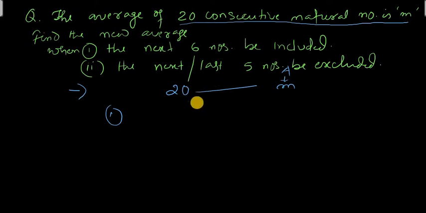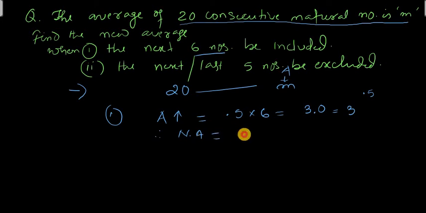Next, 6 numbers: also include, hitting the average increase. So consecutive natural numbers. The next number is also included, and the average increases by 0.5. So 6 numbers times 0.5 is 3.0, or equal to 3 increase. Therefore the new average is equal to m plus 3. This is the new average.